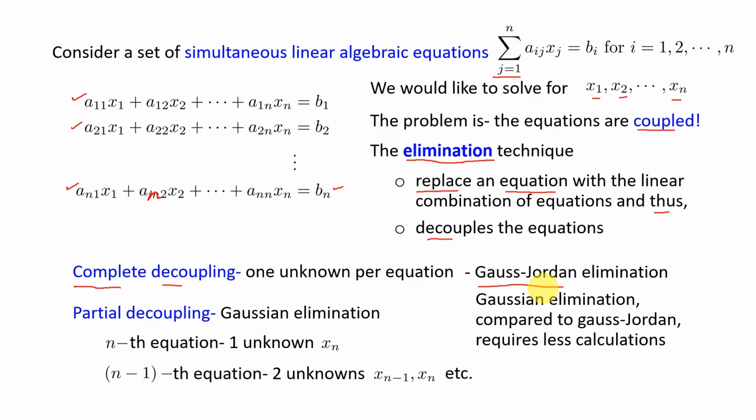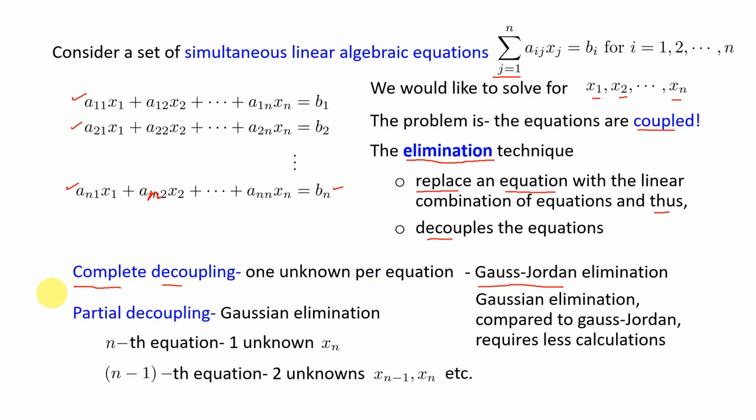So at the end of elimination, the set of equations will only have the elements a11, a22, a33 up to ann; the other elements will go down to 0. And that is Gauss-Jordan elimination.